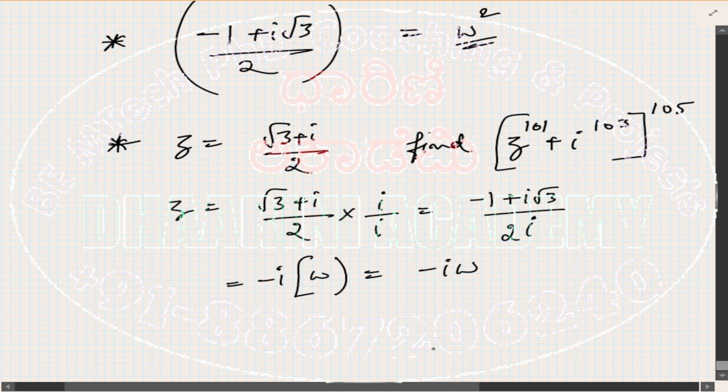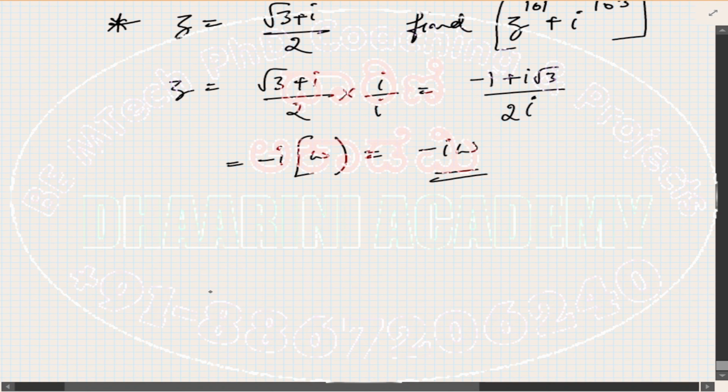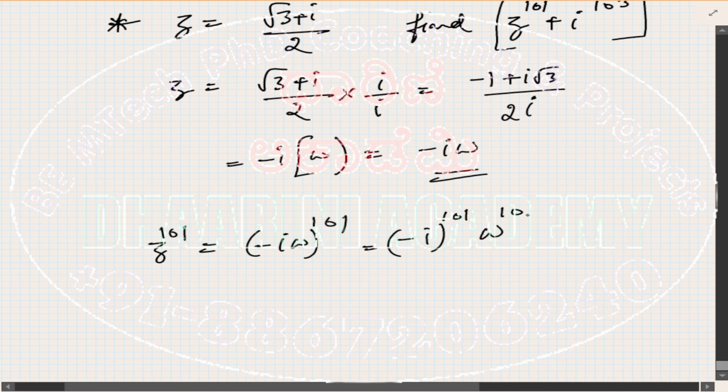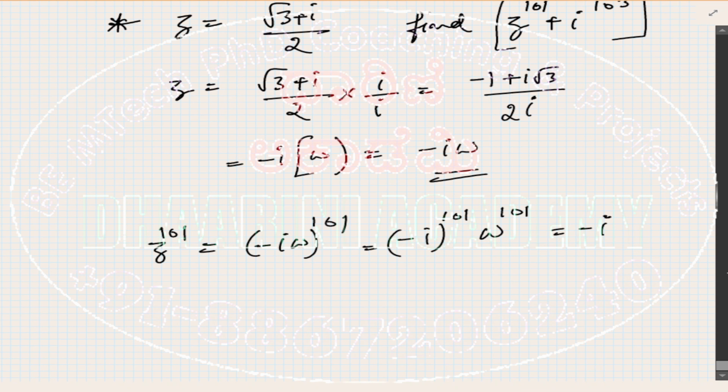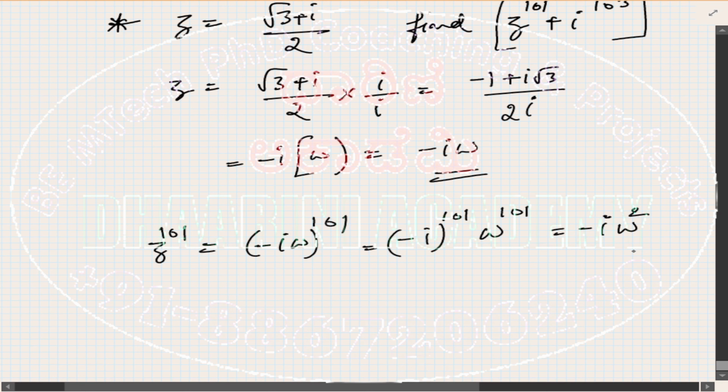z to the power 101 indicates that this is minus I omega to the power 101. So this is minus I to the power 101 and omega to the power 101. I to the power odd number, so this is minus I as it is. What is omega to the power 101? So this is equal to minus I omega square. That is only the first term, that is z to the power 101.